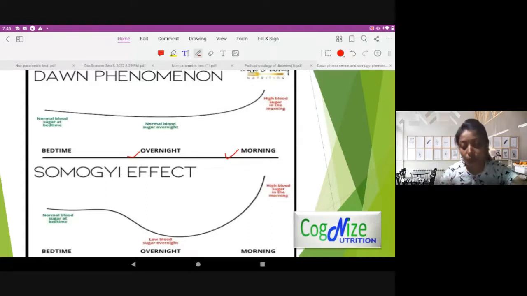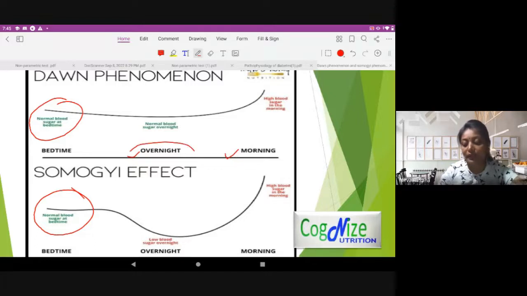There is another thing common, that in both the conditions, the blood glucose was normal at bedtime. So after the dinner, when the person generally goes to sleep, at that time, if you check the blood glucose level, you will find it normal. But the major change that is taking place in both phenomena is in the overnight condition. So the major difference here is due to the overnight condition.